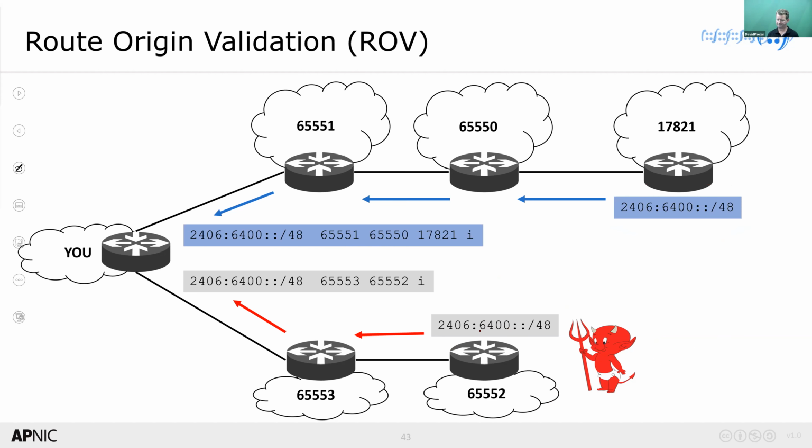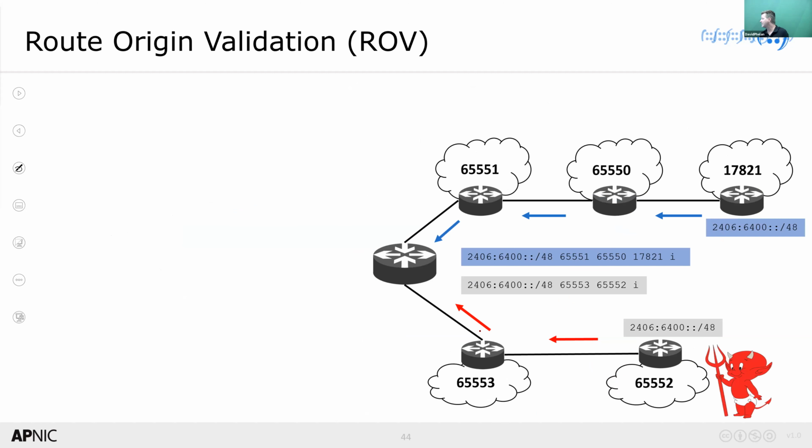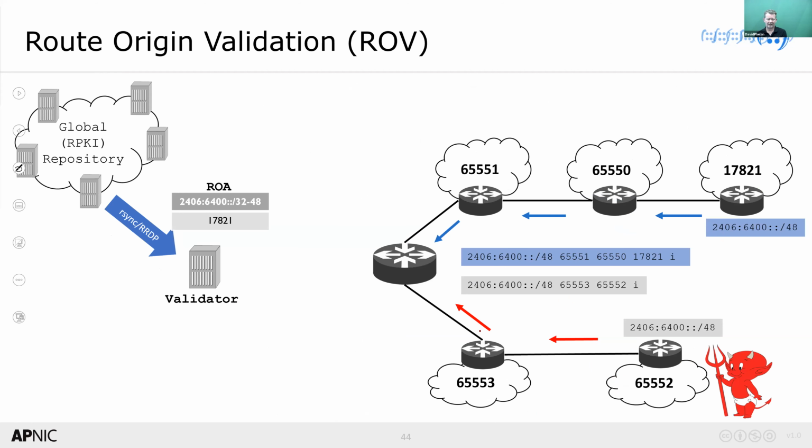So how does it actually work then with route origin validation? Same scenario. We've got the bad guy down here at 65552. We have our global RPKI repositories, so all of our RIRs, and we have a validator. Our validator will, via either rsync or RRDP, grab the ROA manifest, and it says, oh, look at this. I have a ROA for this prefix, 2406:6400::/32 through to /48. And that's allowed to be originated by 17821.